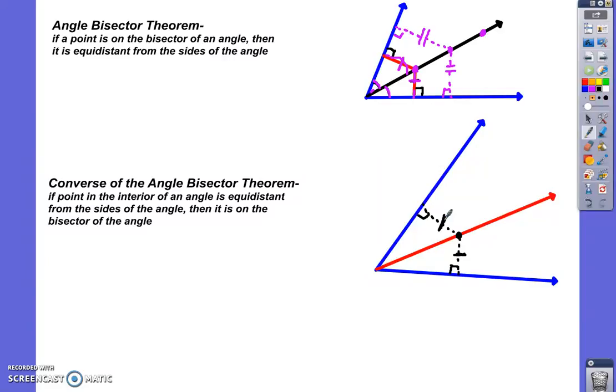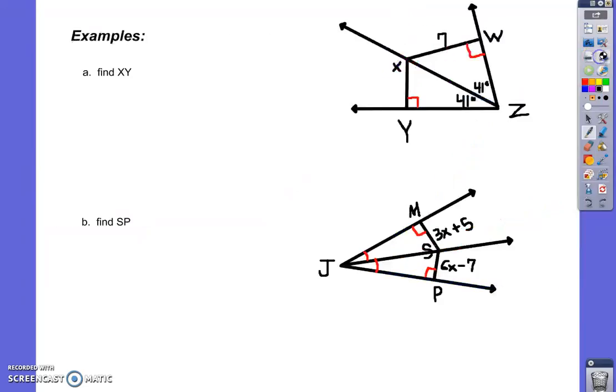So if we can find any point in the middle of an angle that's equidistant from the two sides of the angle, then it must be on the angle bisector. So let's look at some examples of this and see what we can do with this.